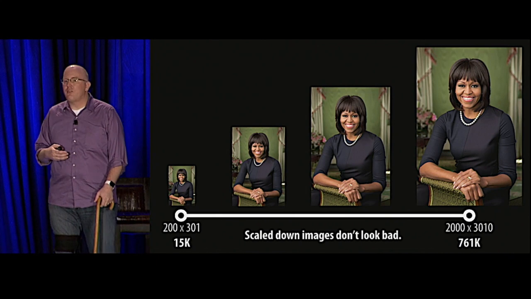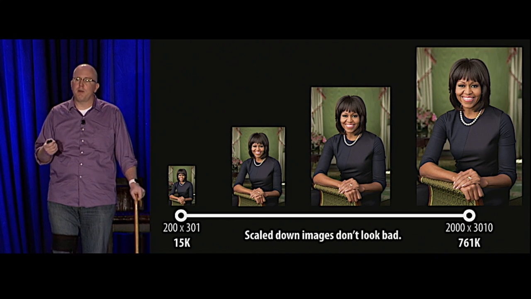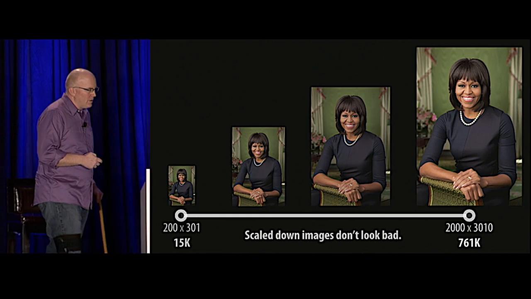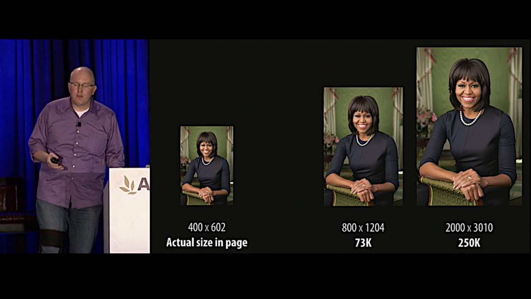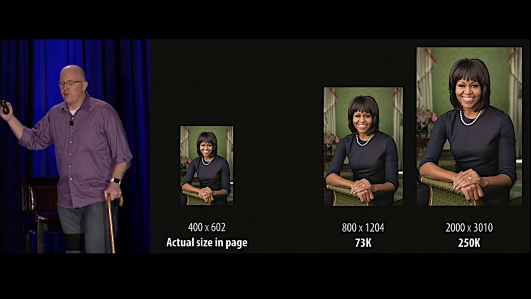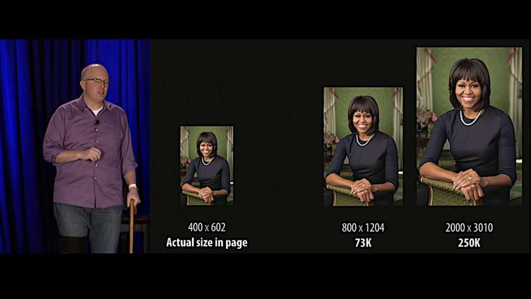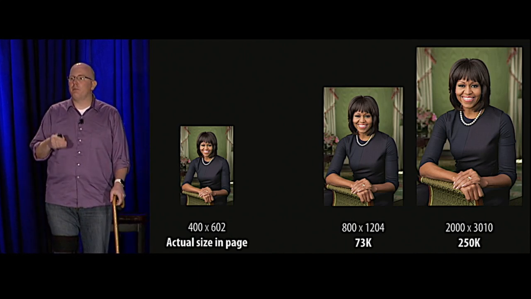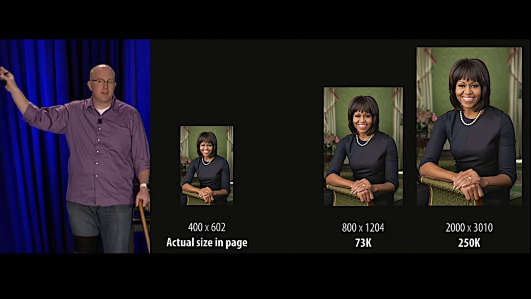Because if we simply take this image and we scale it down, it's going to look good at every size. There isn't a point where the image starts looking bad where we say, oh, this is where we need a new image source. We might try to make a decision based on the file size. And that would be better. So if we've got an image whose largest size is 2,000 pixels wide and 250K on disk, and the actual size of the image in the page is 400 by 602 pixels, if we provide an 800 pixel wide option that's only 73K, that's much better. We've done good work here, people. This is an improvement.